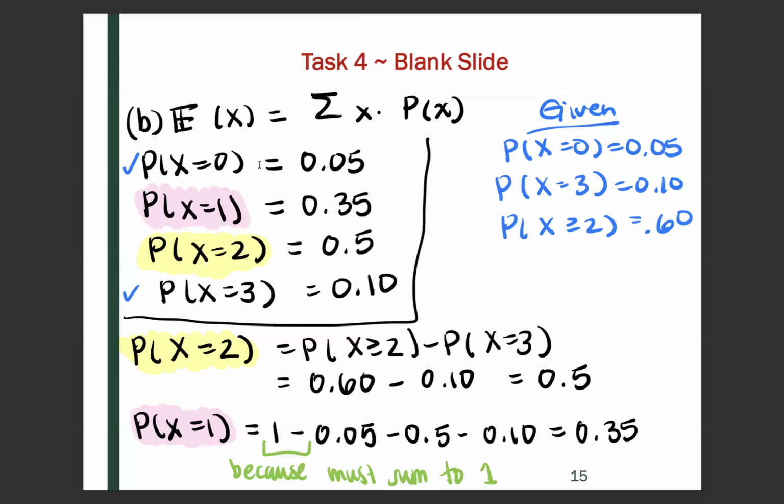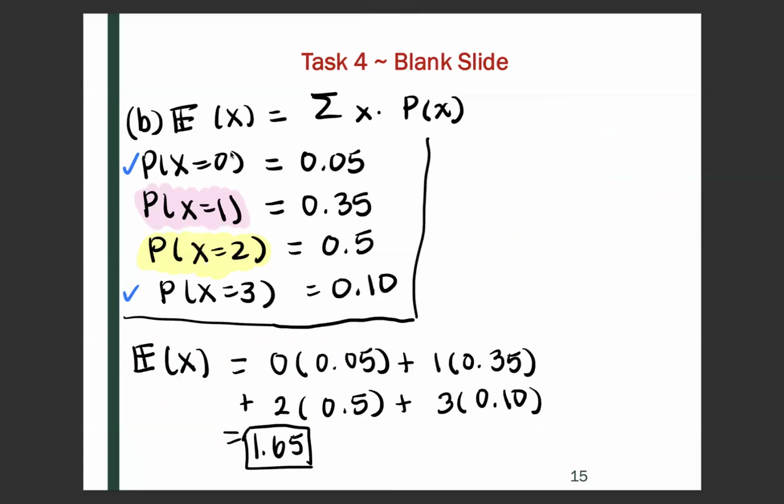Then, for the last missing value, we need to make sure that all of these sum to 1. We can do 1 minus the values that we already found, or were given. So it would be 1 minus 0.05, which was given, minus 0.5, which is what we just calculated, and then minus 0.1, which we were also given. And so when you do that, you get 0.35, so that's the probability that x equals 1.